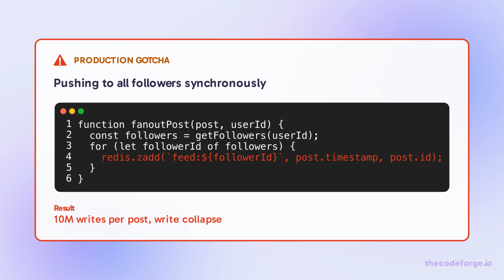If you push every post to every follower synchronously, a single post from a celebrity can cause 10 million database writes. Your write throughput will collapse. Always use async fanout with a message queue and batch writes to the feed cache.